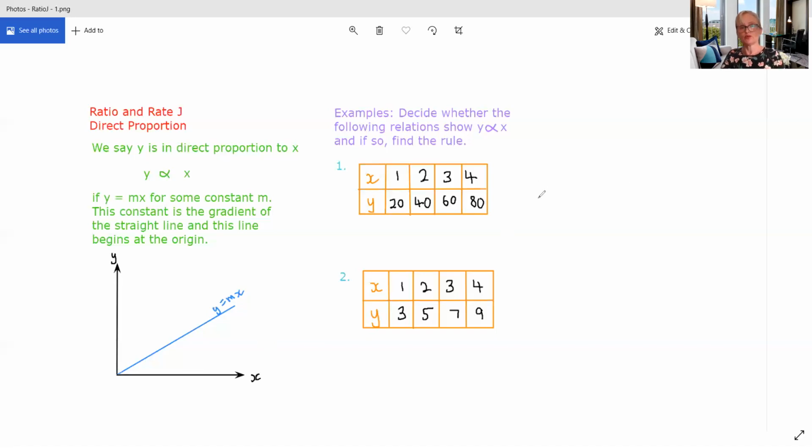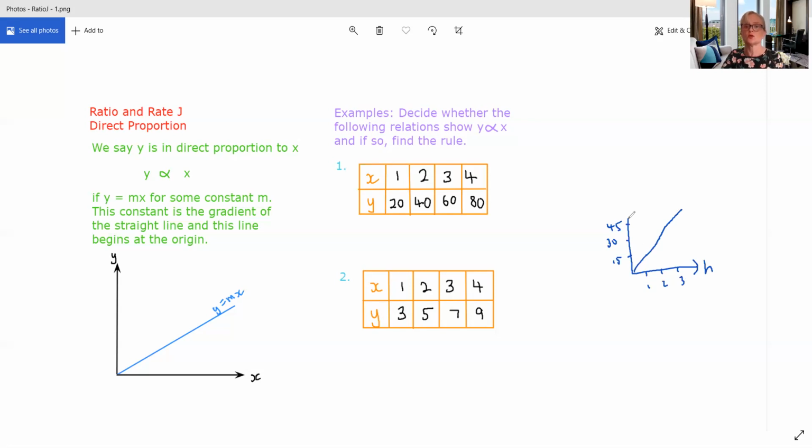Sorts of examples would be things like if you get paid, say, $15 an hour for a job, here's your hours worked, 1, 2, 3, etc. Well, after 1 hour, you get $15. After 2 hours, you get $30, 3 hours, $45. Of course, they will be in direct proportion. You work twice as many hours, you get twice as much money.